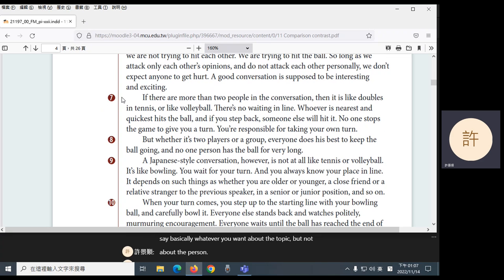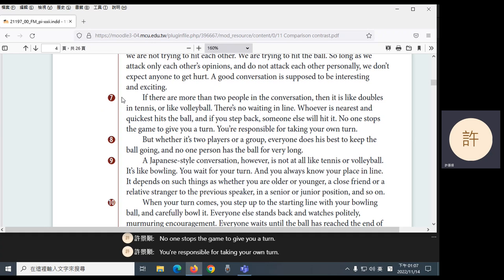If there are more than two people in the conversation, then it is like doubles in tennis, 双打, or like volleyball, 排球. There's no waiting in line. Whoever is nearest and quickest hits the ball. And if you step back, someone else will hit it. No one stops the game to give you a turn. You're responsible for taking your own turn.